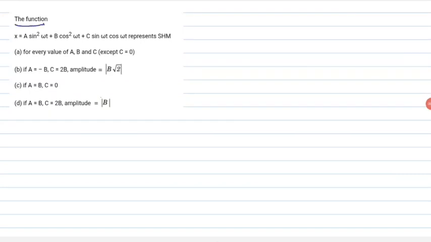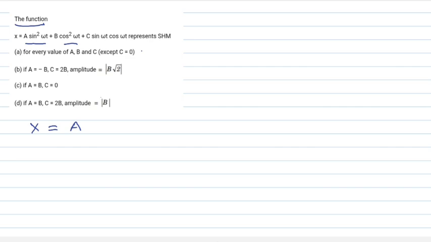The function x is equal to a sin square omega t plus b cos square omega t plus c sin omega t cos omega t represents SHM, if we have to verify all these four options now. So first of all, we can take the value of x as x is equal to a.